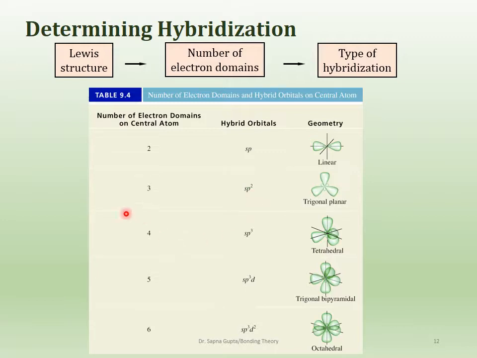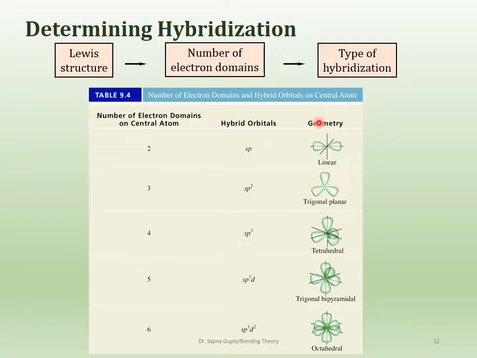If you have 4 electron groups, and even in the 3, you can have some that are bonding, some that are lone pairs, and it does not matter. That's why we're looking only at the electron domains. We're not really looking at bonding electrons or non-bonding electrons. We're looking at the total number of electron groups on the central atom. So if you have 4 electron domains, then the hybridization will be sp3. And the geometry, this is electron geometry, will be tetrahedral.